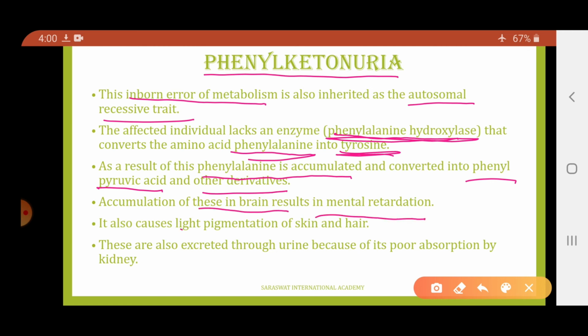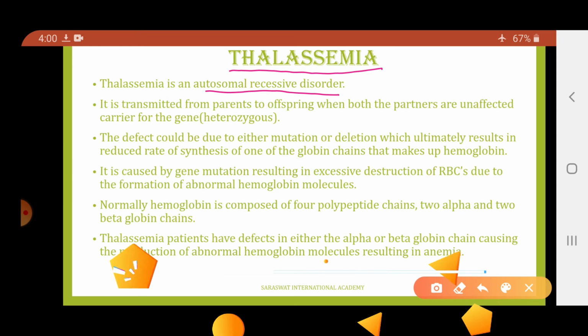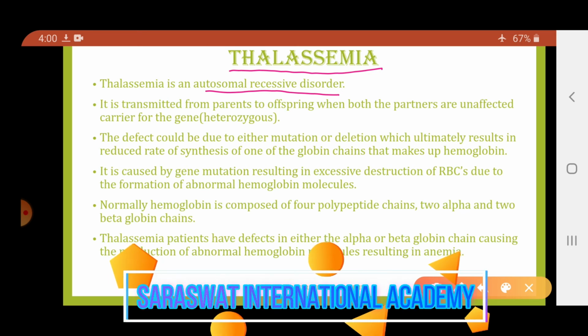It also causes the light pigmentation of the skin and hair, and it is also excreted through the urine because it is poorly absorbed by the kidney. So that is regarding phenylketonuria, which is an autosomal recessive trait. Now the next disorder is thalassemia. Again it is an autosomal recessive disorder, that is, normal is dominant over the recessive one.